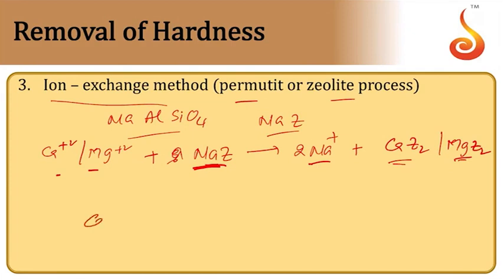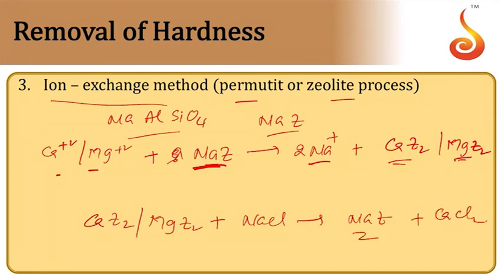Suppose you have calcium zeolite, CaZ2, or you have magnesium zeolite, which are called exhausted zeolites. By passing brine solution, means NaCl, we can get back the sodium zeolite which can be used. So in that way we can revive the exhausted zeolite also. So when you are passing hard water through sodium zeolite, we are going to get calcium or else magnesium zeolites. Again when you pass brine through the exhausted zeolites, we can get back the sodium zeolite.